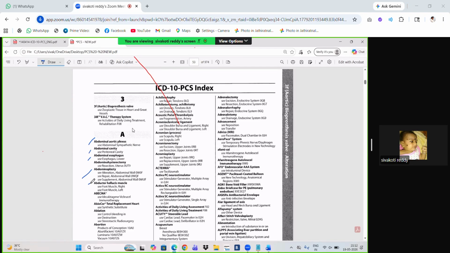So first thing to remember, for a PCS procedure you will get a minimum of 4 characters in the index. Sometimes based on the procedure, 5, 6, 7 characters also. But minimum 4 characters you will get in the index. So how to use the index? I will explain. Note down index reading.